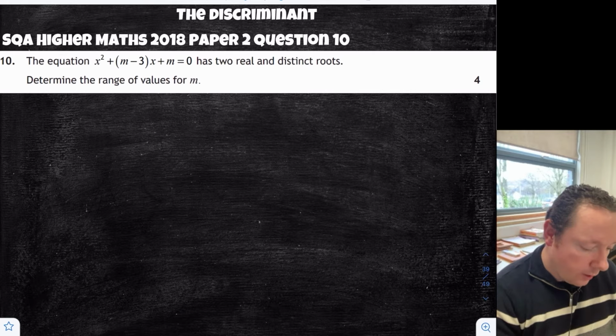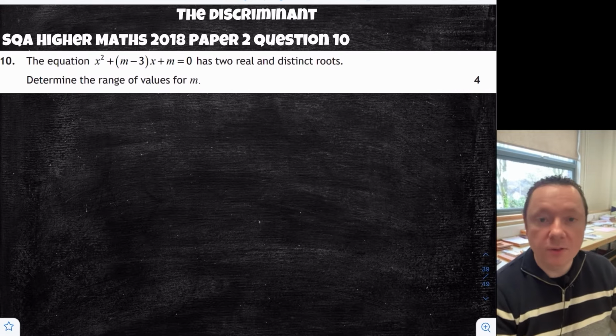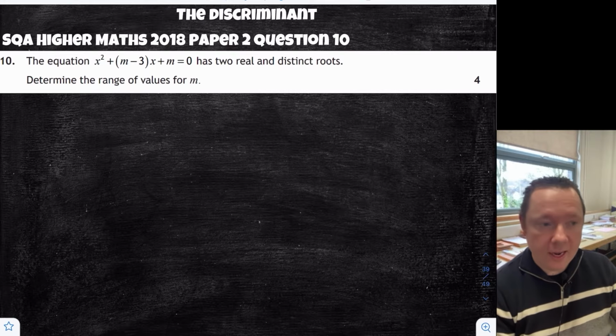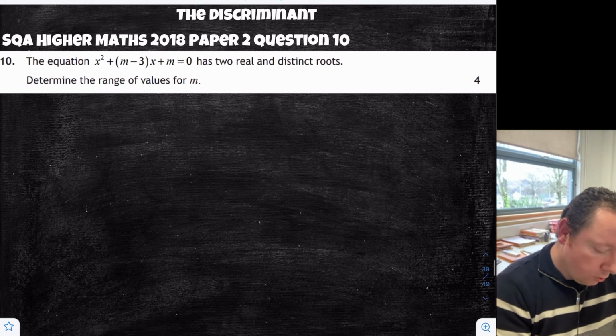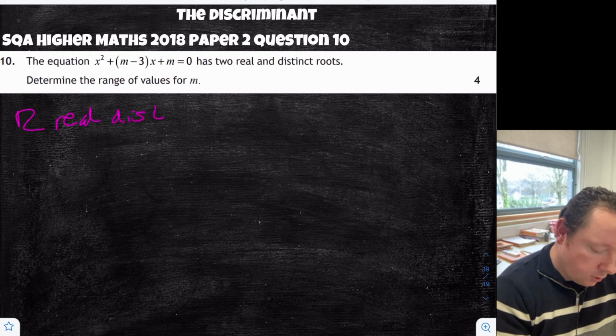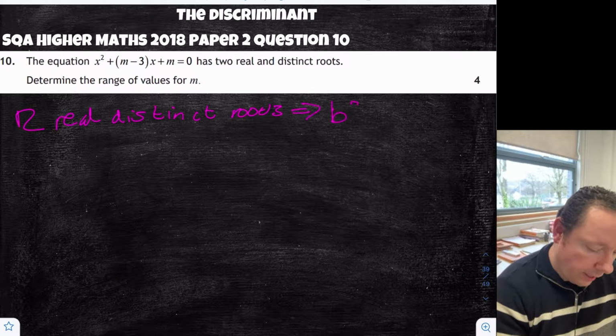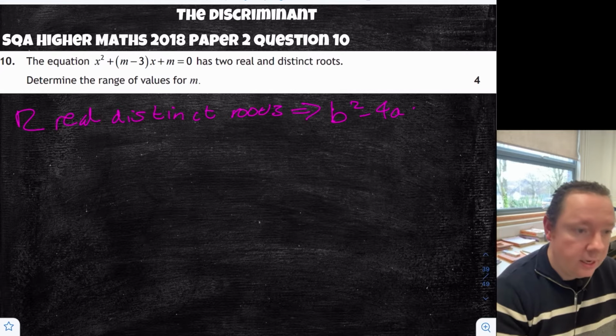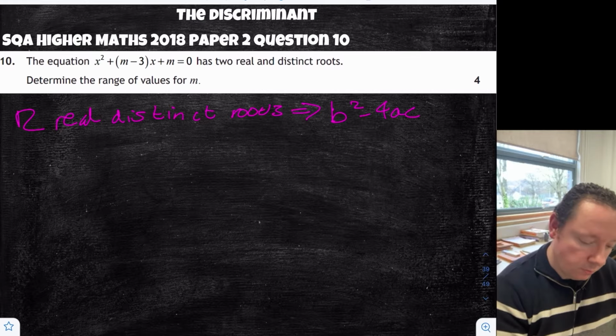The equation m squared plus (m minus 3)x plus m equals 0 has two real and distinct roots. Determine the range of values for m. So, two real distinct roots. That implies that b squared minus 4ac must be greater than 0.